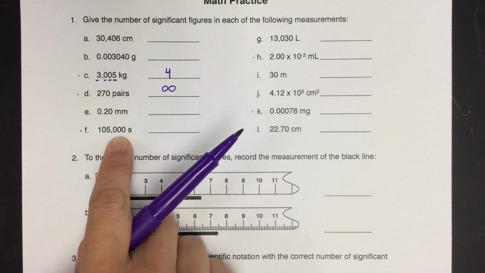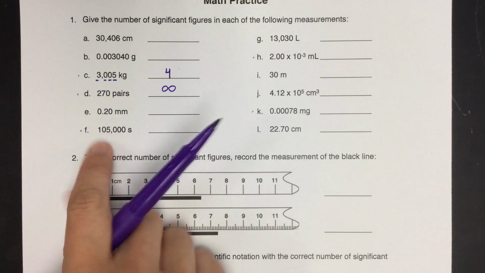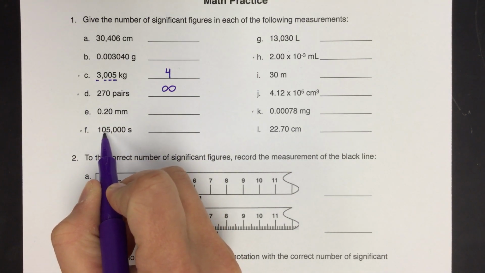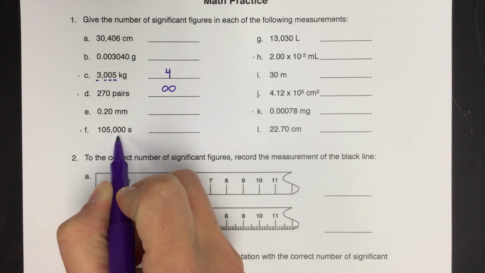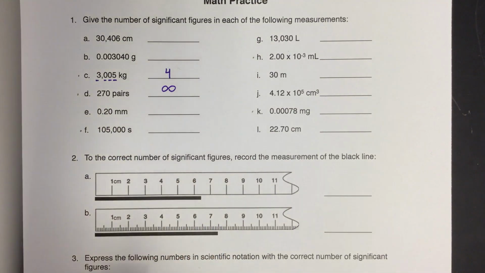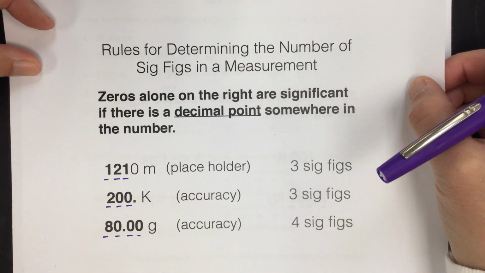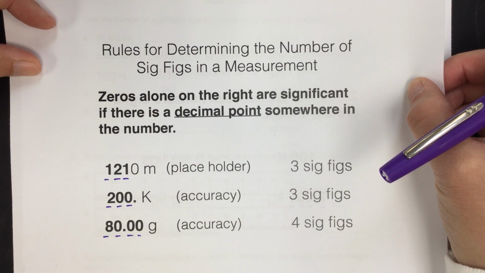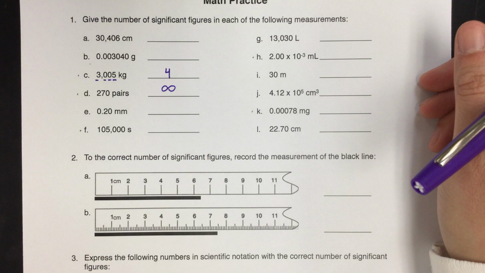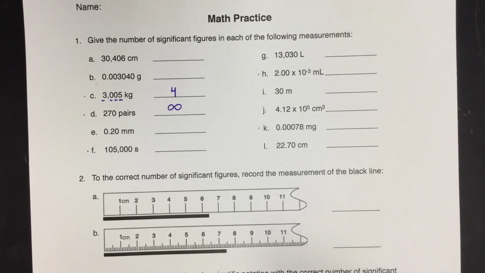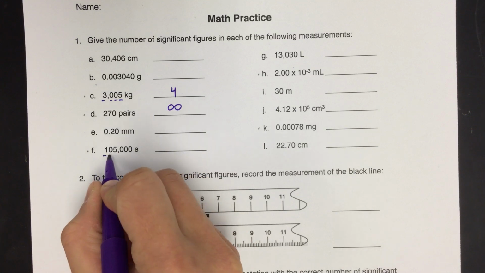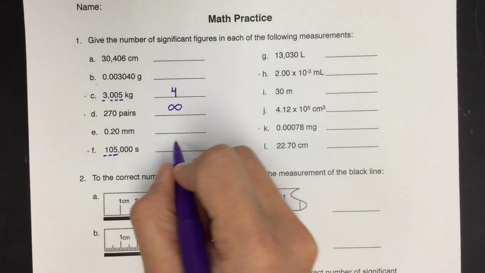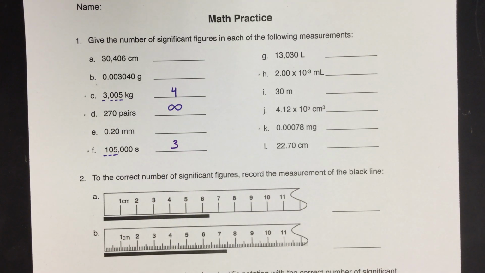1F, 105,000 seconds. So this first 0 here is being sandwiched. So because of the sandwich rule, it makes that 0 significant. The other zeros here are alone on the right. So if we look back to our rule about zeros that are alone on the right, it says that there needs to be a decimal point somewhere in the number to make them significant. So if we look for a decimal point in that number, it is not there, which means that these zeros alone on the right are just placeholders. So the only digits that are significant are the 1, the first 0, and the 5. So there are only 3 sig figs in that number. These zeros are just placeholders.